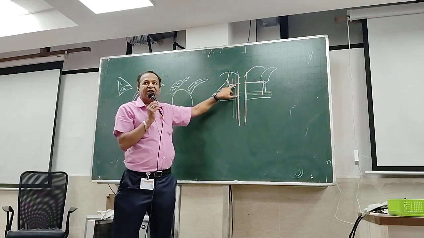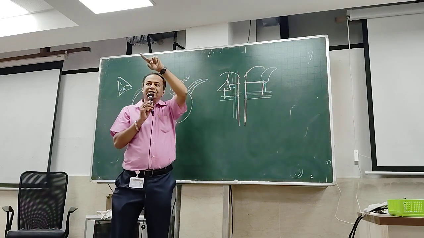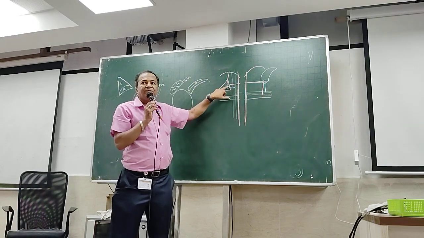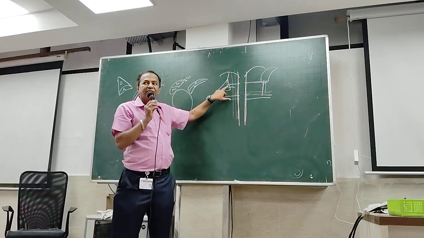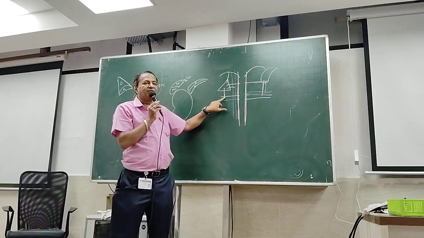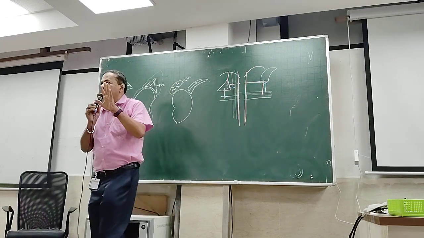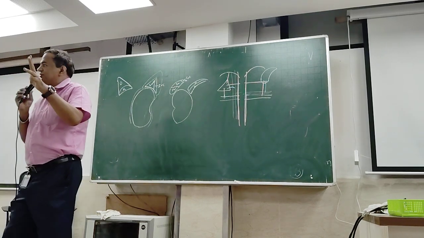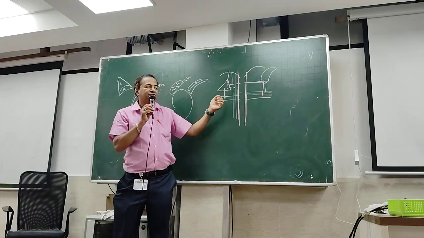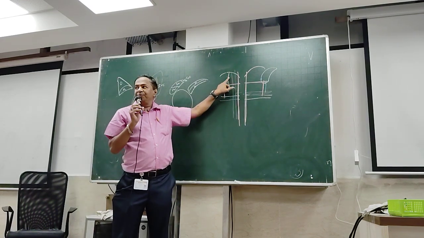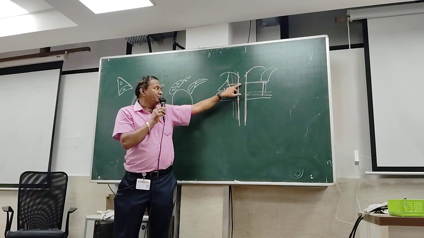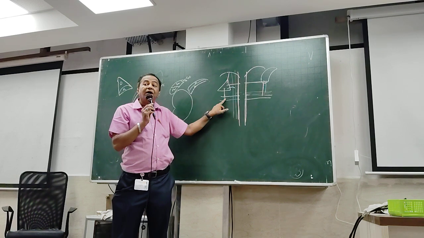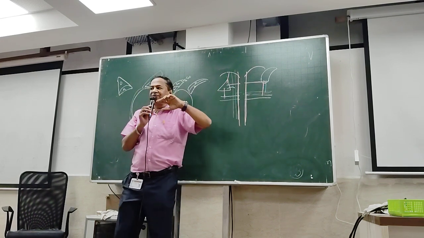Middle suprarenal comes directly from the abdominal aorta, and the lower suprarenal comes from the renal vein. So three suprarenal arteries: the superior suprarenal, middle suprarenal and inferior suprarenal. Right? Superior comes from inferior phrenic. Middle suprarenal comes from abdominal aorta. Inferior suprarenal comes from renal artery.